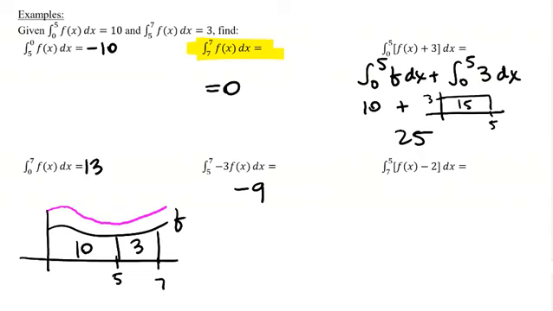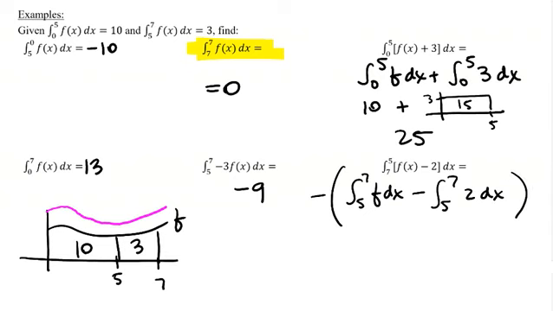Okay, what I'm going to do is find the integral from 5 to 7, but then I'm going to make it negative. So f of x minus 2 will be the negative of the integral from 5 to 7 of f minus the integral from 5 to 7 of 2. Okay, so 5 to 7 of f was 3, and the integral from 5 to 7 of 2, so that's going to be 2 times 2 is 4. So 3 minus 4 is negative 1, and negative of negative 1 is positive 1.